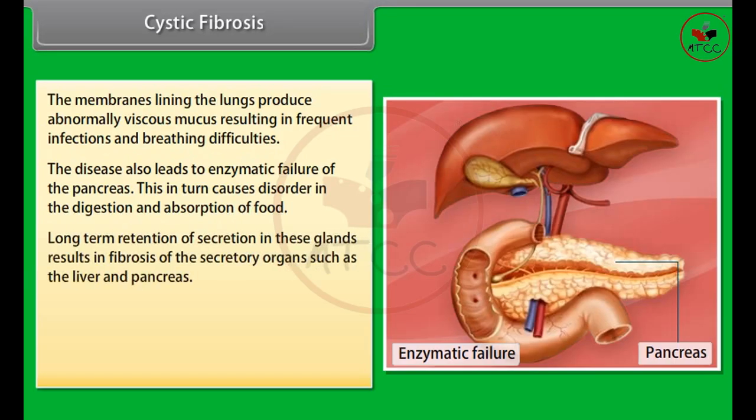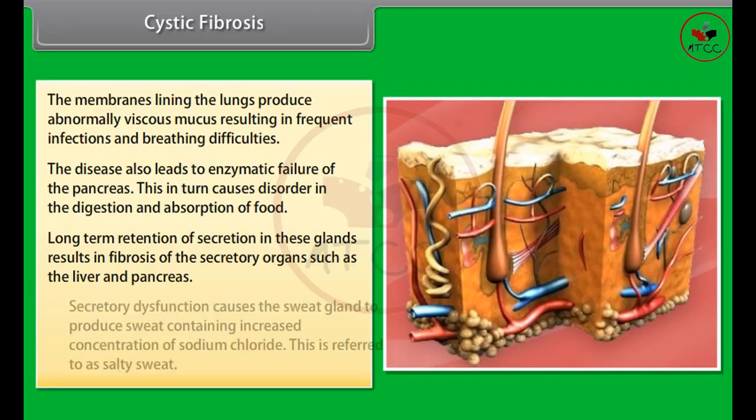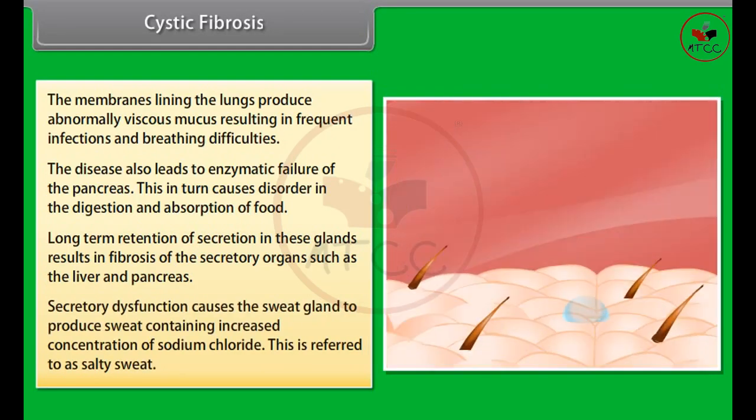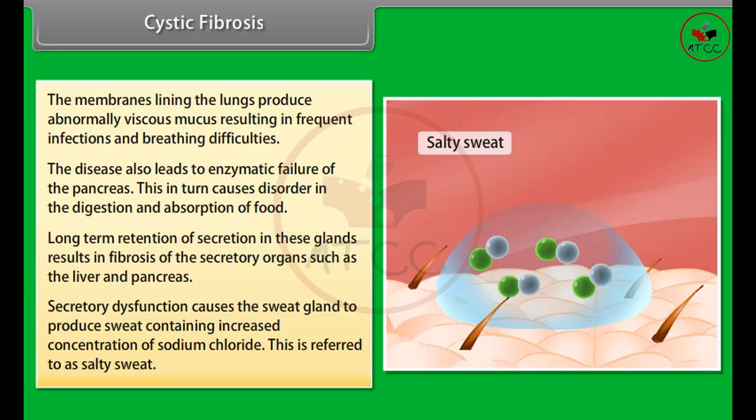Long-term retention of secretion in these glands results in fibrosis of the secretory organs such as the liver and pancreas. Secretory dysfunction causes the sweat glands to produce sweat containing increased concentration of sodium chloride. This is referred to as salty sweat.